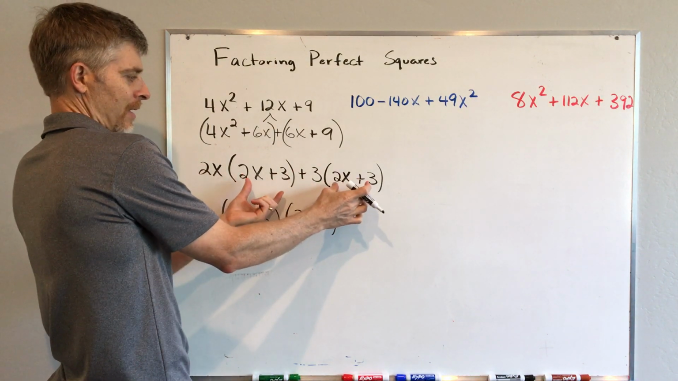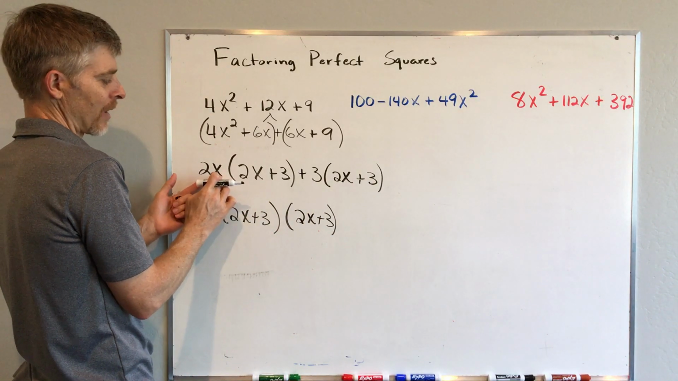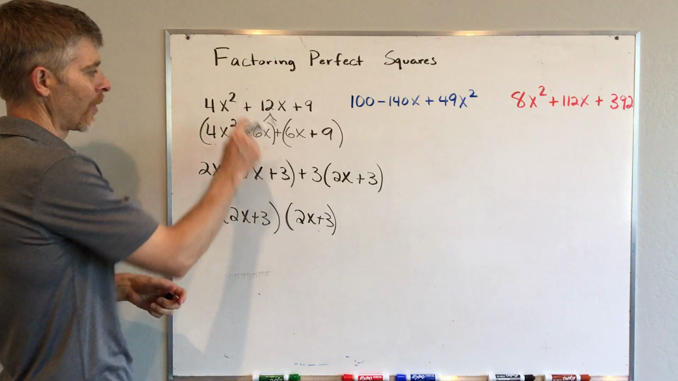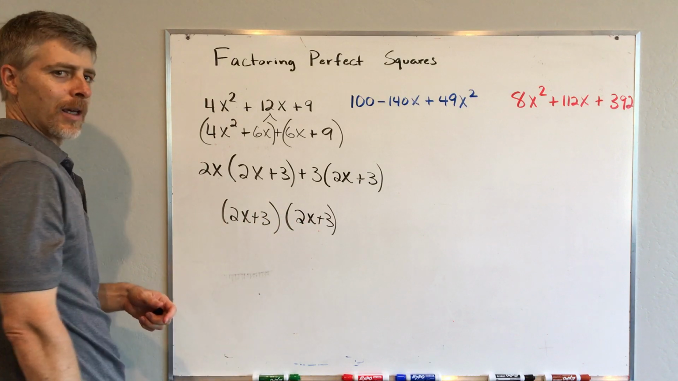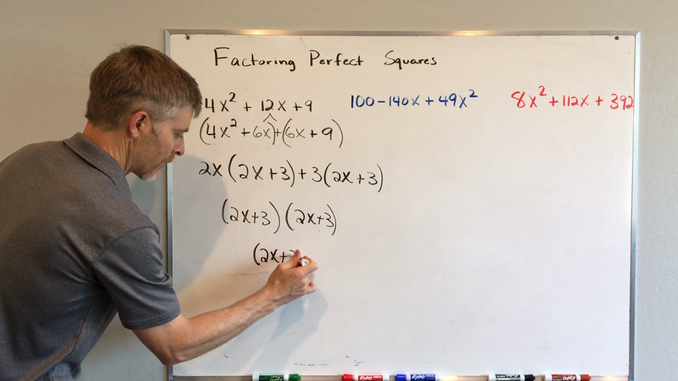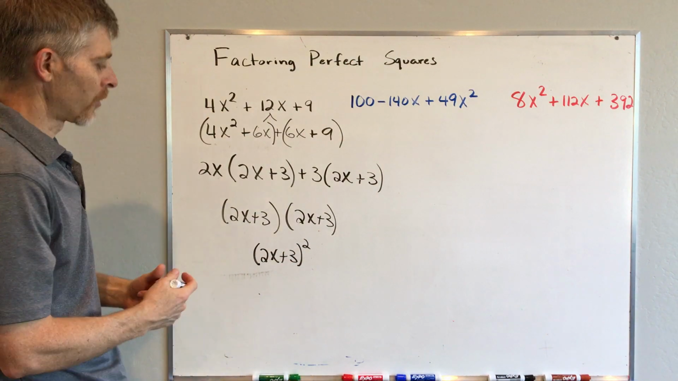you basically, since these are exactly the same, that's the outside factor, and then whatever's outside the parentheses is the other factor. So this trinomial factors like this. And you'll notice they look exactly the same, which means it can be written like that. And that's why it's called a perfect square trinomial.